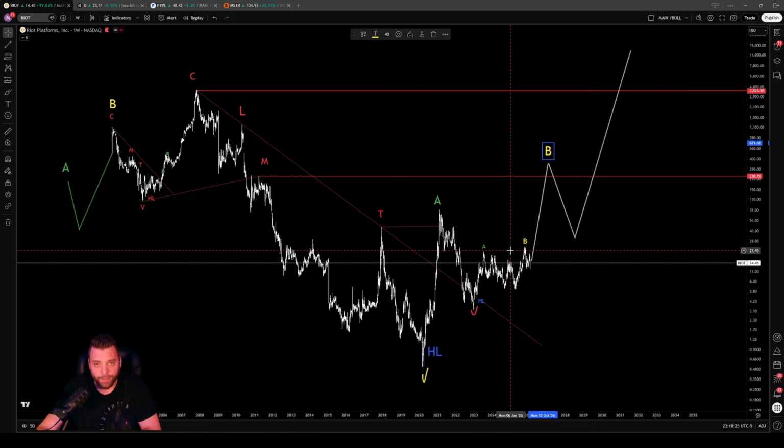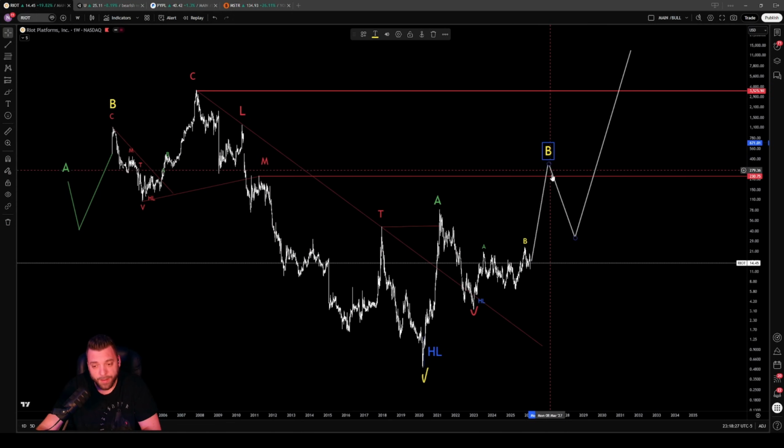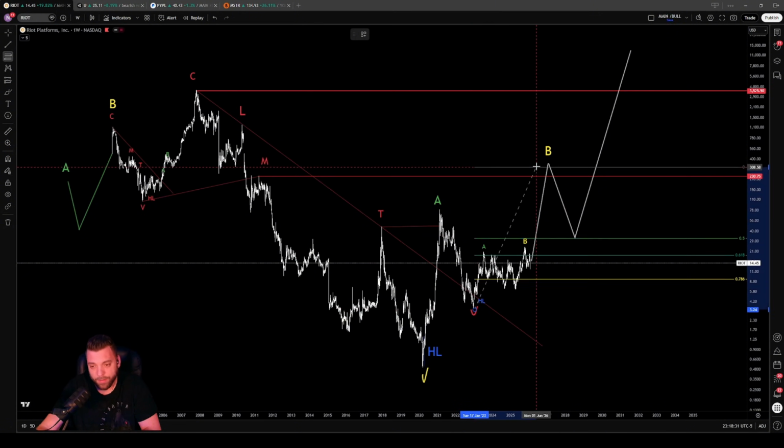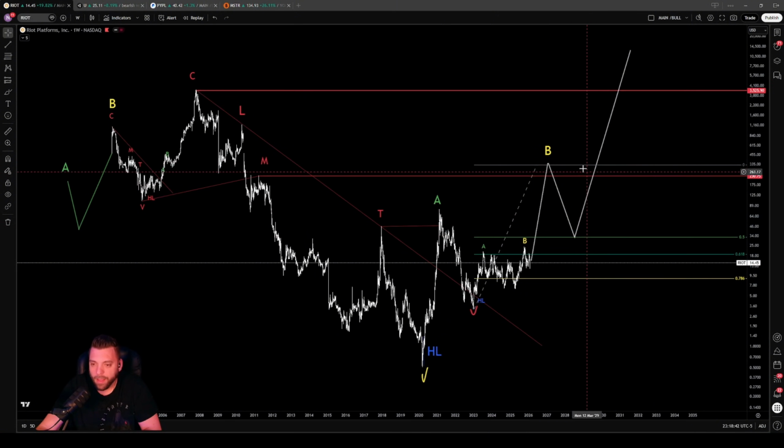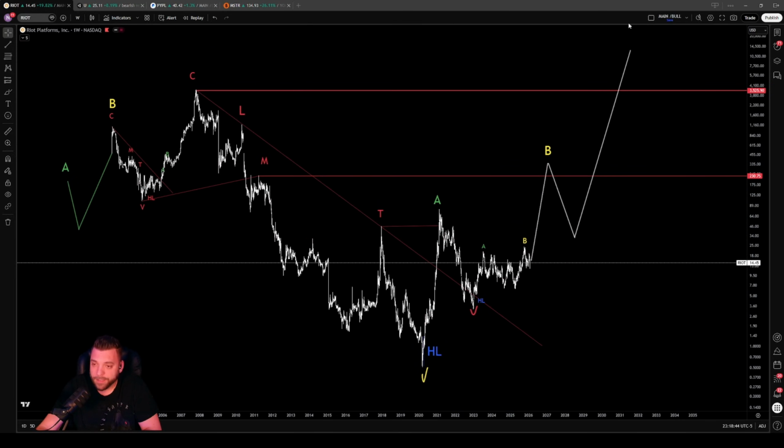And I will show the comparison. Then we will make a 0.5 pullback of our A low. So if it's 344, our pullback will be to 32. Crypto crash, whatever. And after that, we will go to our C.